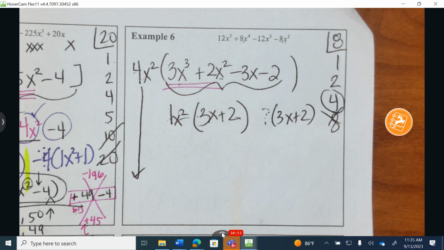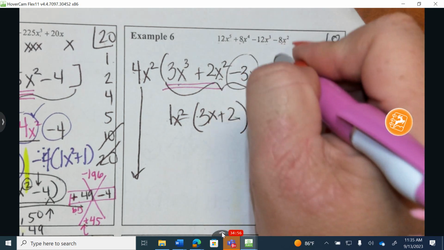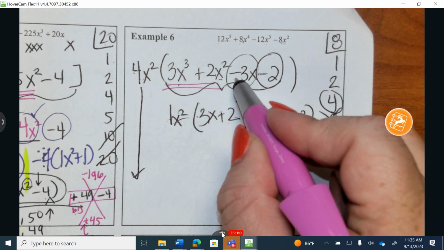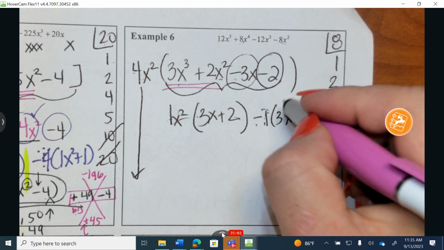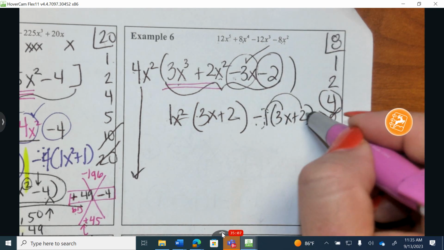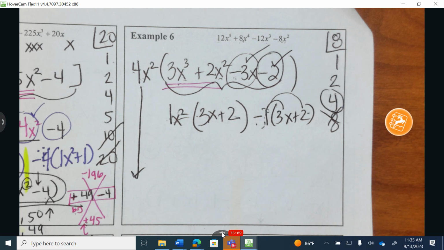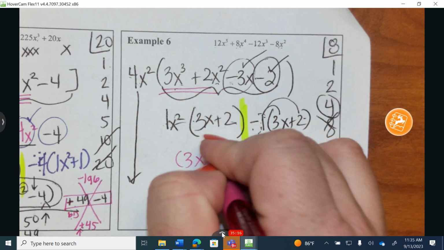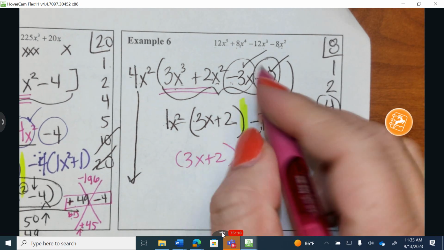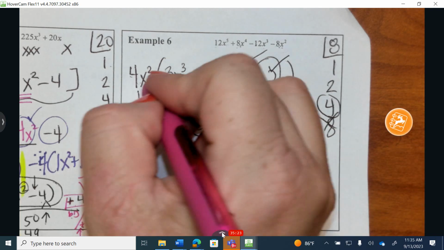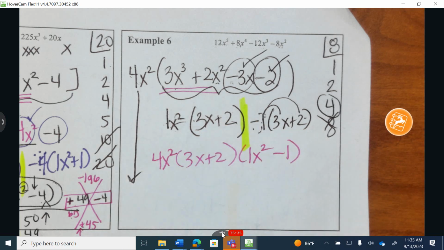We don't even know if this is factorable. We've got to keep working to try to achieve these last two terms. Is there a number I can take times 3x and I get negative 3x? So when I distribute, I do achieve negative 3x, and when I distribute, I still achieve negative 2. So I have a front and a back. Now they both contain 3x plus 2. I write it down one time. In front of the first parenthesis, 1x squared, and in front of the back is a negative 1. And don't forget about the 4x squared out front.